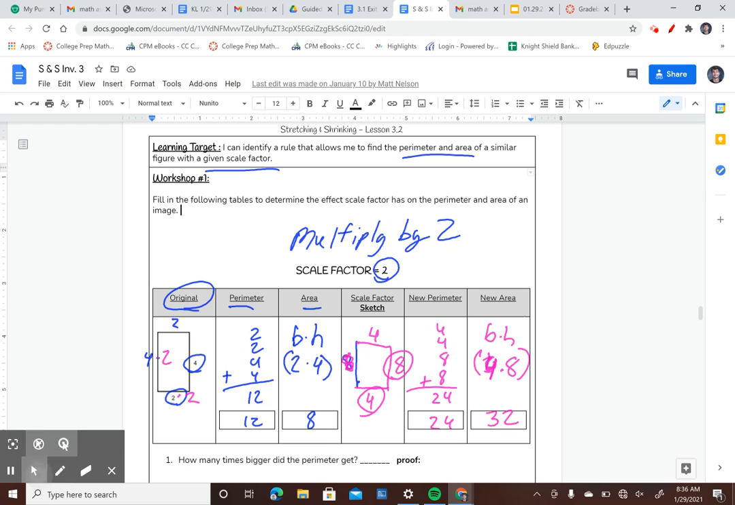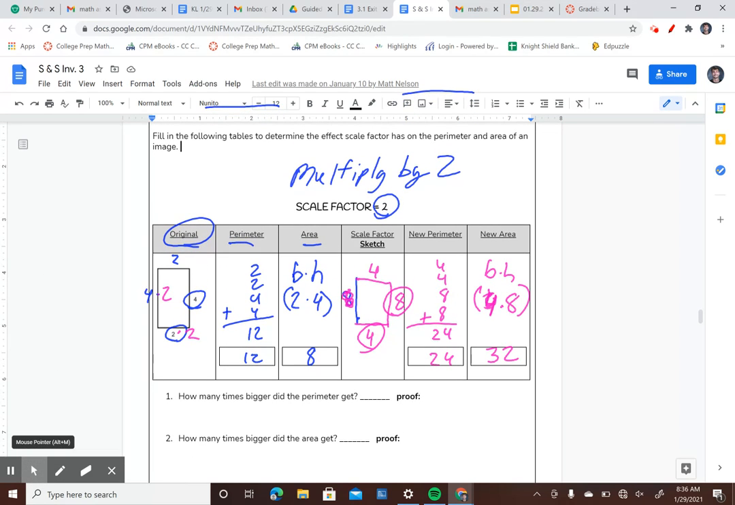All right, so now it's going to ask us the next question of how many times bigger did the perimeter get? So the perimeter increased from 12 to 24. So it got 2 times bigger. And my proof would be 12 to 24, which means I'd have to multiply by 2, or I could show it as 24 divided by 12 equals 2. So this would be my proof right here, that I got twice as big.